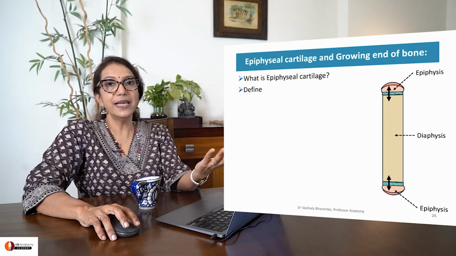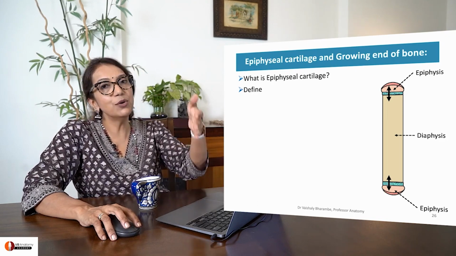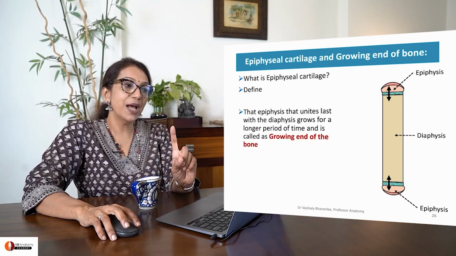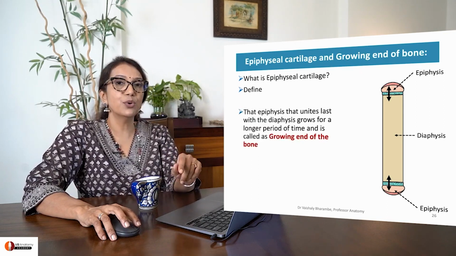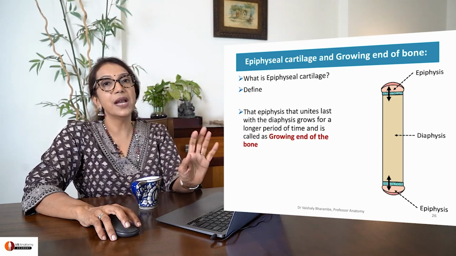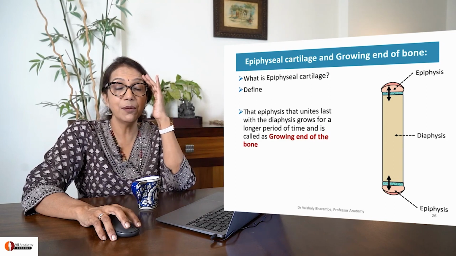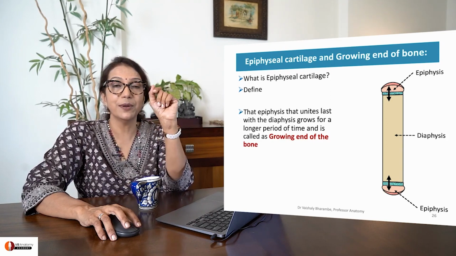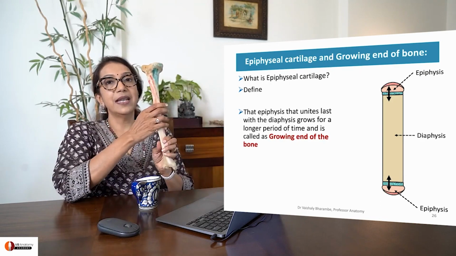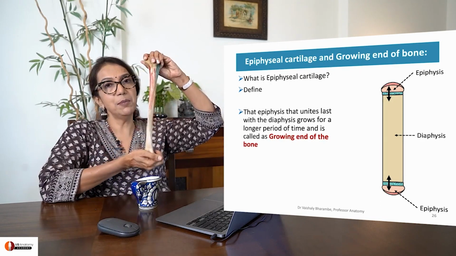Correct? So finally that is what is going to happen, and that's how you will have a complete bone. So the epiphysis that unites last with the diaphysis grows for a longer period of time and is therefore called the growing end of bone. This is very important, students. Listen carefully. You have a diaphysis, an epiphysis and an epiphysis.